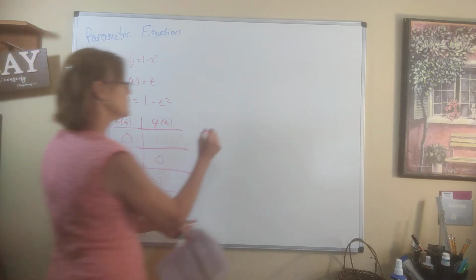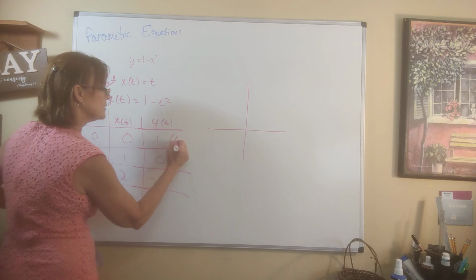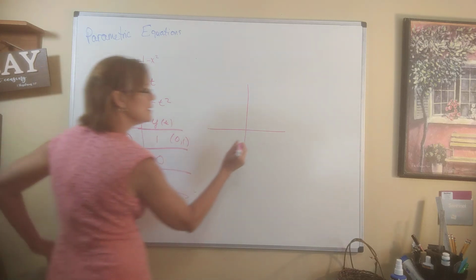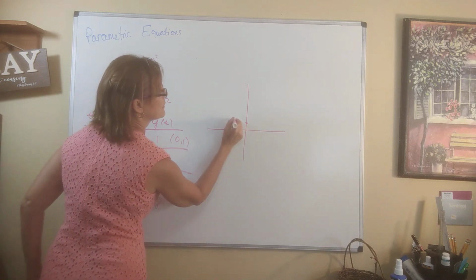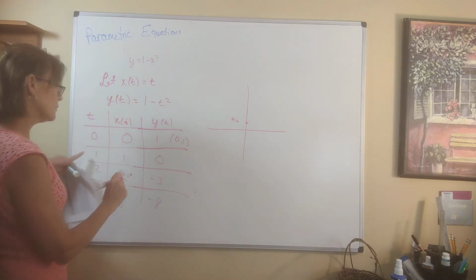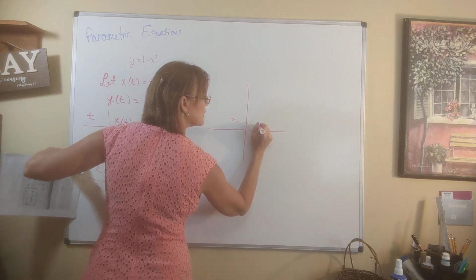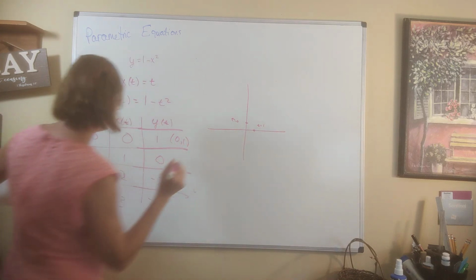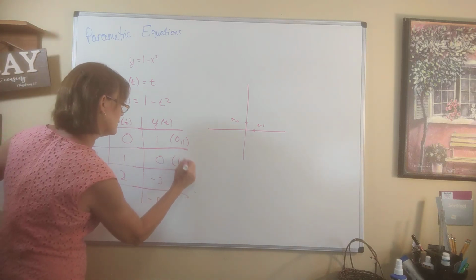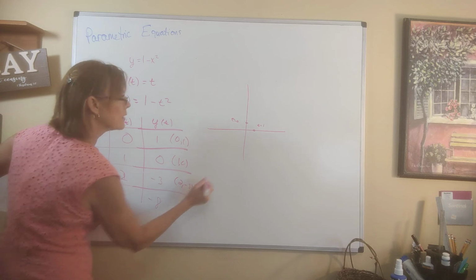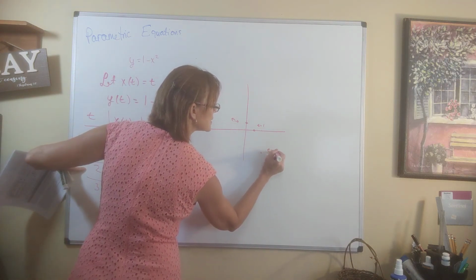So let's plot the progression here. This is the point 0, 1. This is where it starts. So we're at 0, 1. All right. T is 0. And then when time is 1, we're at 1, 0. T is 1, we're at 1, 0. And then when t is 2, we're at 2, negative 3. Okay, 2, negative 3 will be down here. This is t is 2.